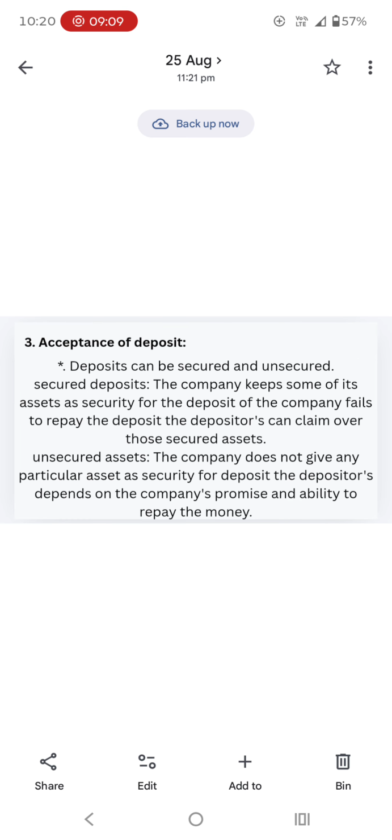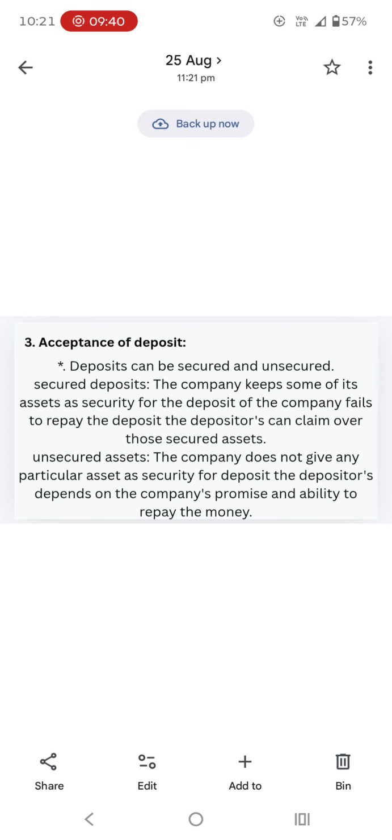And the third point of acceptance of deposit is that deposits can be secured and unsecured. Yes, obviously, as you learned in the last point, they should protect the deposits. The company's responsibility is to protect the deposits. Here the deposits will be secured and unsecured. First, let us see what we mean by secured deposit. The company keeps some of its assets as security for the deposit of the company.